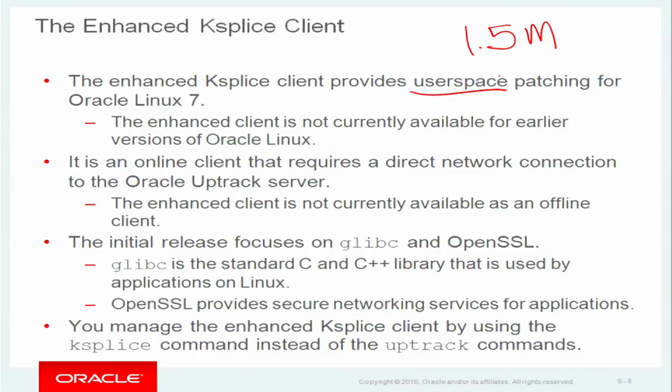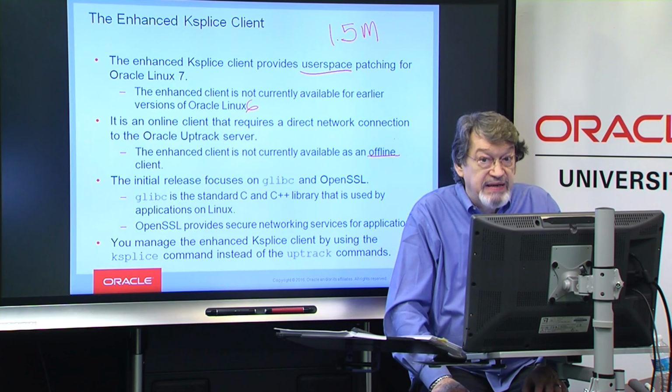So it's only going to be for 7. The enhanced client is not currently available for Oracle Linux 6, and I've not heard any published remarks that tell us that it's now available. It's an online client. It requires a direct network connection to the Oracle Uptrack server. The enhanced client is not currently available as an offline client, because for Ksplice, we have an offline client because not everybody's computer is connected to the internet.